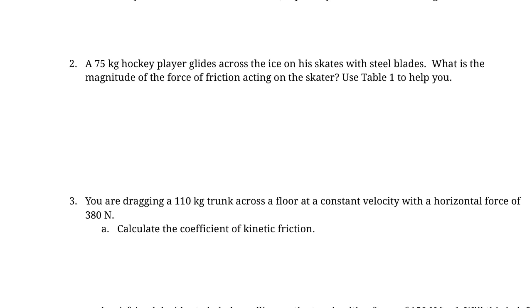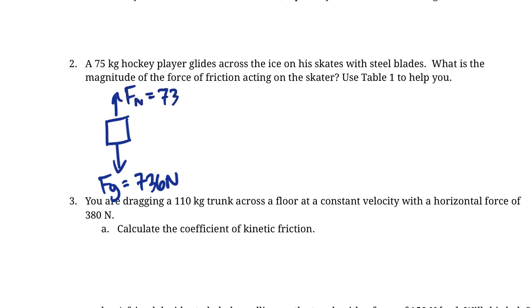So the first thing we should always do is draw a free body diagram. We know the hockey player is 75 kilograms, so what forces can we find? Well, we know there's going to be a force of gravity, and we can easily calculate that just by doing 75 times 9.81, which gives us 736. I'm going to round to 3 significant figures, just taking an extra one to ensure no rounding error. And that also means it has a normal force of 736 newtons. So our normal force and our gravitational force in this case are the same.